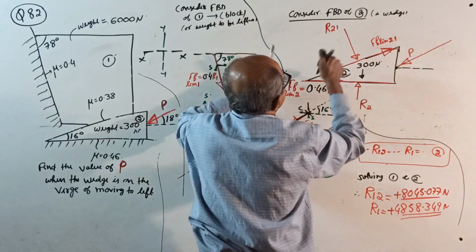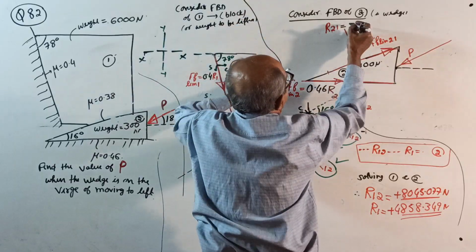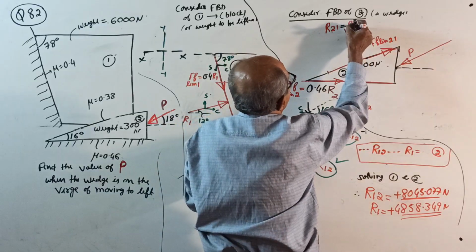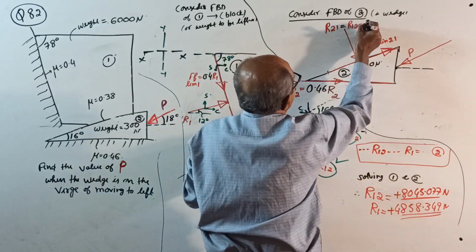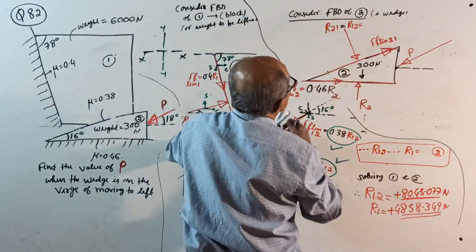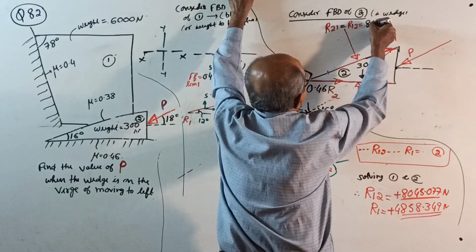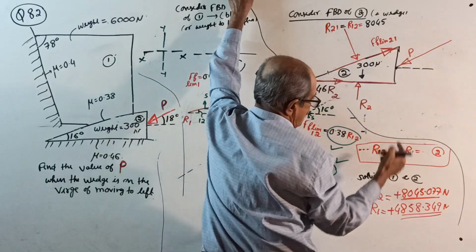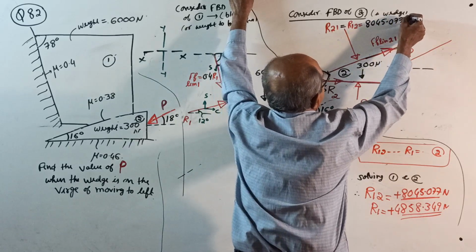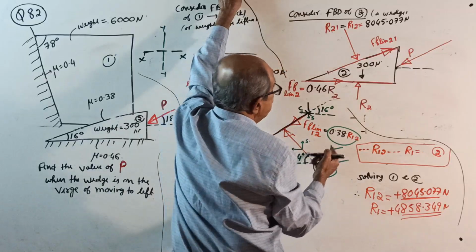R21 is equal to R12. Why? This is R12 only. R12 equal to, you know the answer, 8045. Now it is in black color, see, 8045.077 Newton.